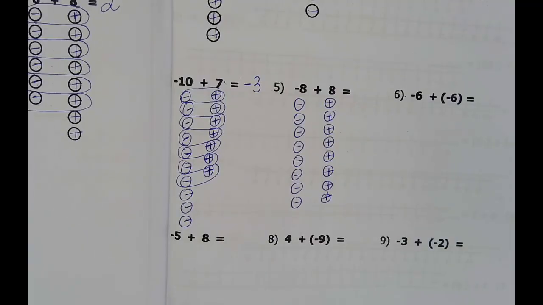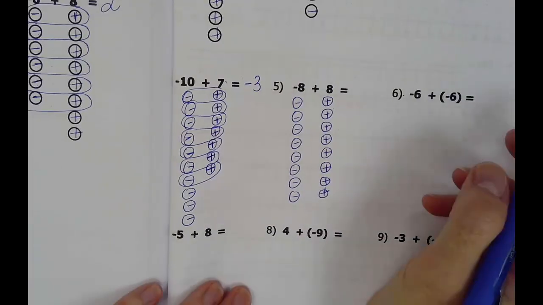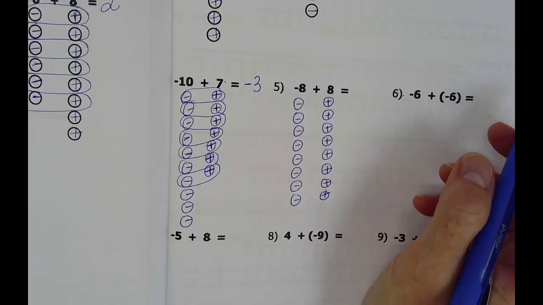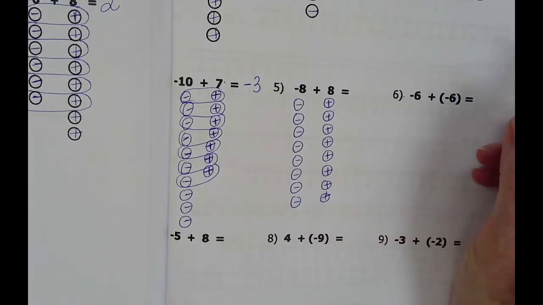On number 5, are you going to be able to make zero pairs? Do you have opposite signs? Yes. How many zero pairs am I going to make? 8.